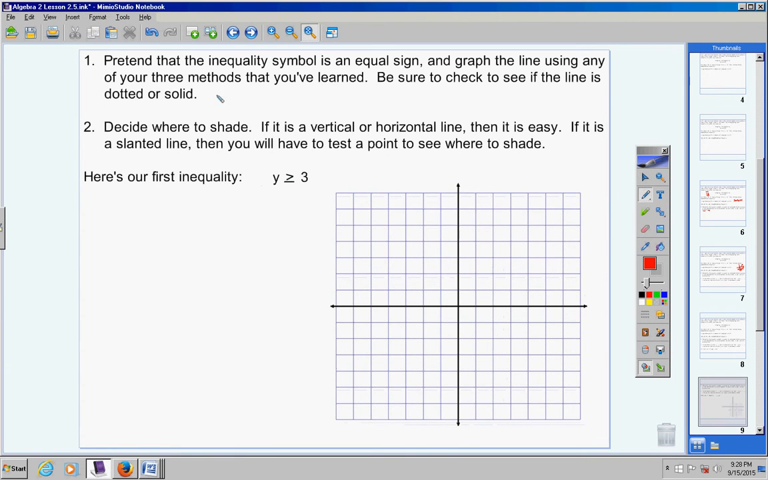Well, the first thing we do is we pretend we have an equal sign. So I'm going to rewrite it off to the side just for a second like this. Now, guys, we didn't cover this in the lesson before on how to graph single variable equations, equations that have just an x or just a y. Remember, the three methods you learned were used on equations that had an x and a y, okay?